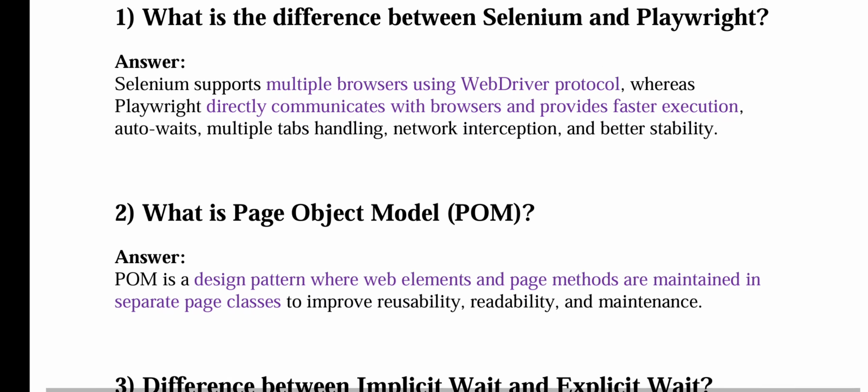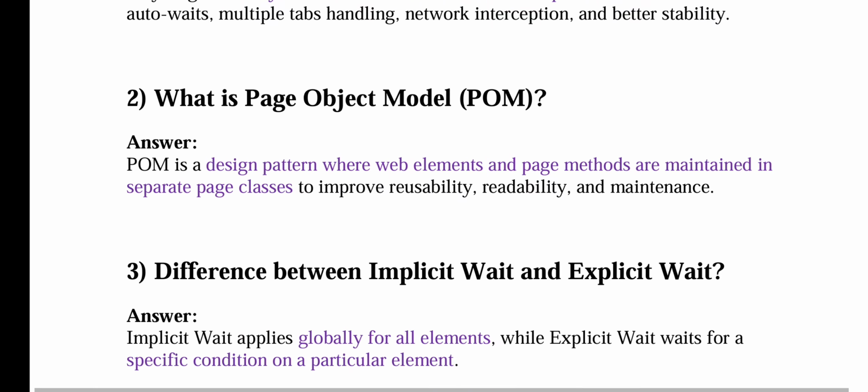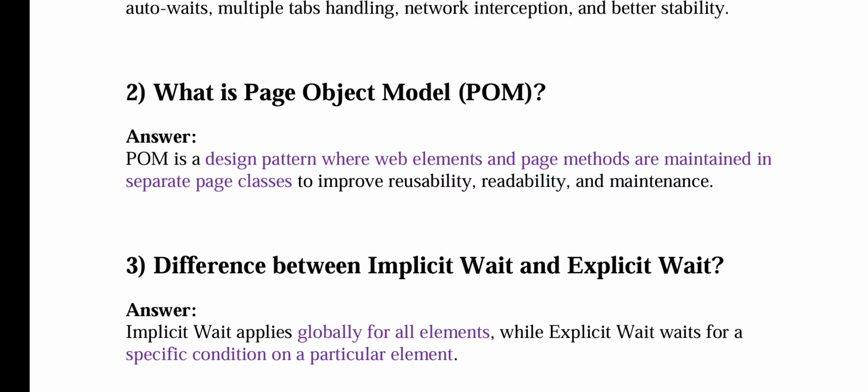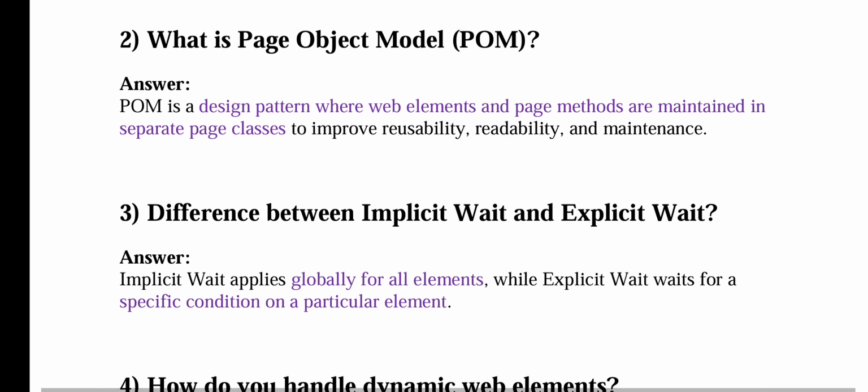Okay. So the next question goes like, what is page object model? Page object model is a design pattern where web elements and page methods are maintained in separate page classes to improve reusability, readability, and maintenance. Okay, this is how you can answer the interviewer.